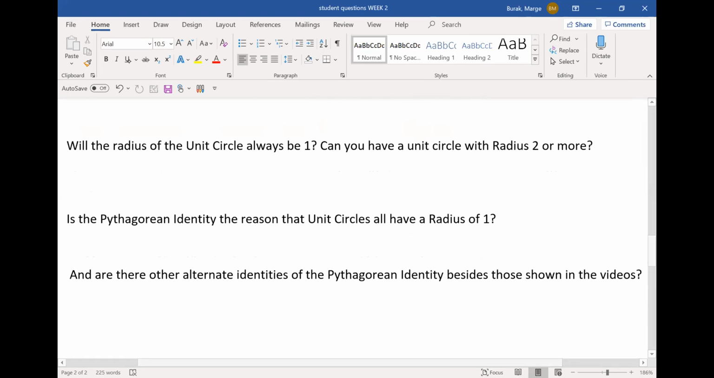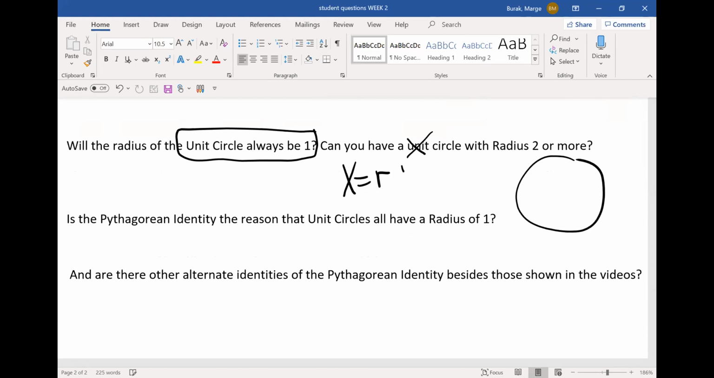Will the radius always be 1? Well, yeah, for the unit circle it will, but we can have circles that are not unit circles. And that's when you have to multiply by the cosine or the sine. It's x equals radius times the cosine, and the y coordinate equals radius times the sine.